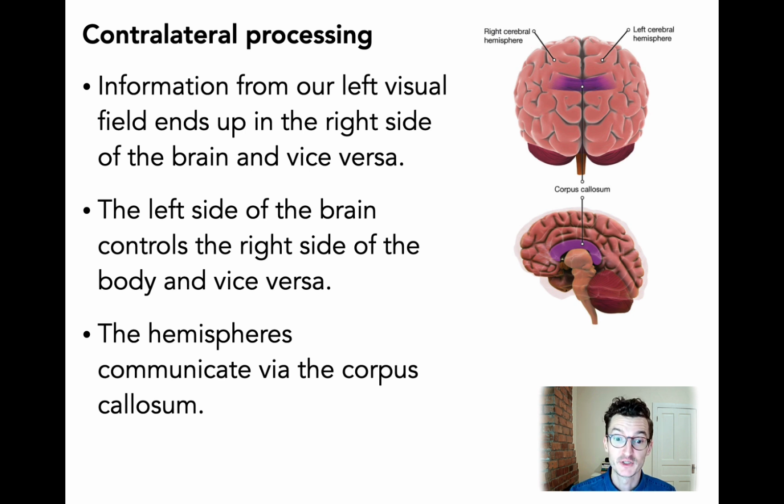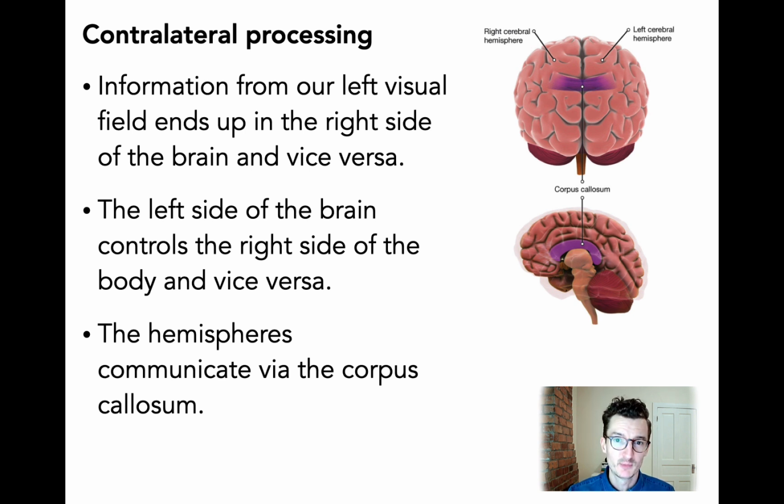Now the two hemispheres can communicate via the corpus callosum. So this is a thick band of axons that links the left and the right hemisphere. And this is important because it turns out that some functions, in particular language, tend to be lateralized to the left side of the brain. This isn't always the case, but in most people, I think it's about 90%, language is lateralized to the left hemisphere. How do we know that? Well, we can put somebody in an MRI scanner and have them do a language task and see, yeah, there's more activity in the left side of the brain.